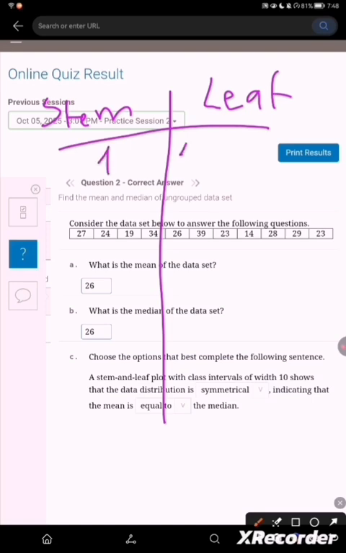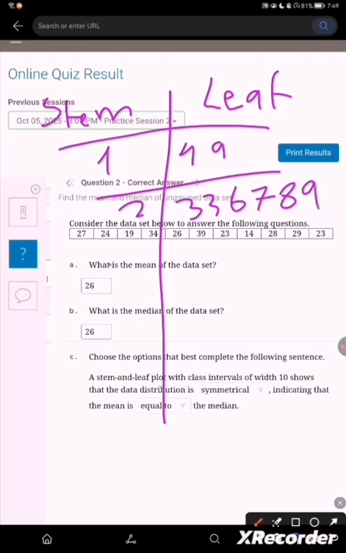So for 1, we got 4 and 9. For 2, we got 3, 3, 6, 7, 8, 9. And for 3, there's 4 and 9. Once again, just count in case. You always have to revise your answers because it's very easy to miss a number and that can just ruin the entire process. Okay? So 1, 2, 3, 4, 5, 6, 7, 8, 9, 10.